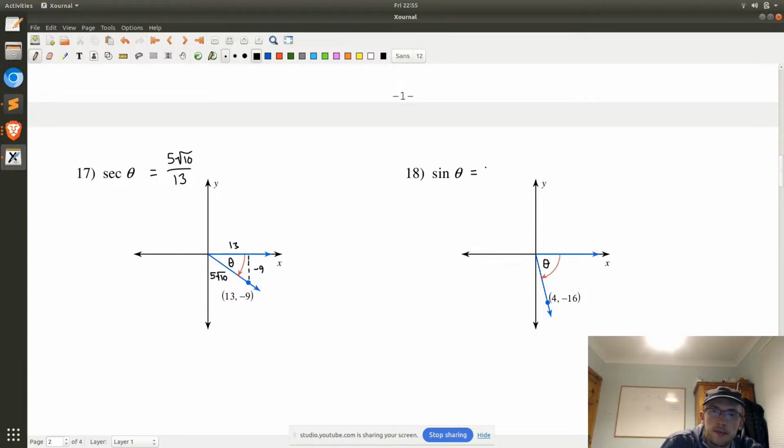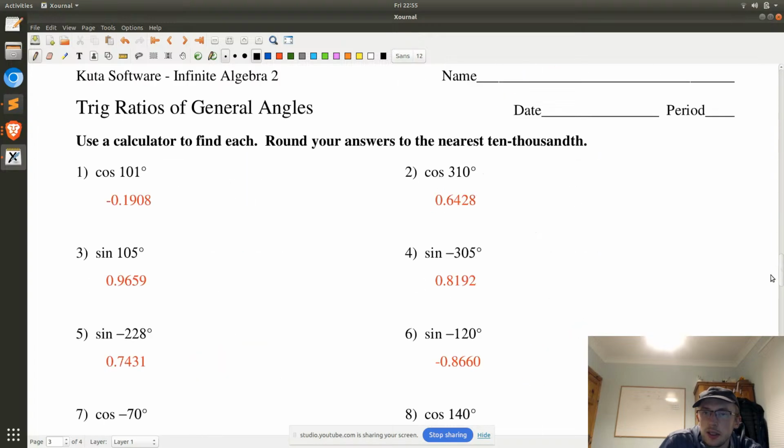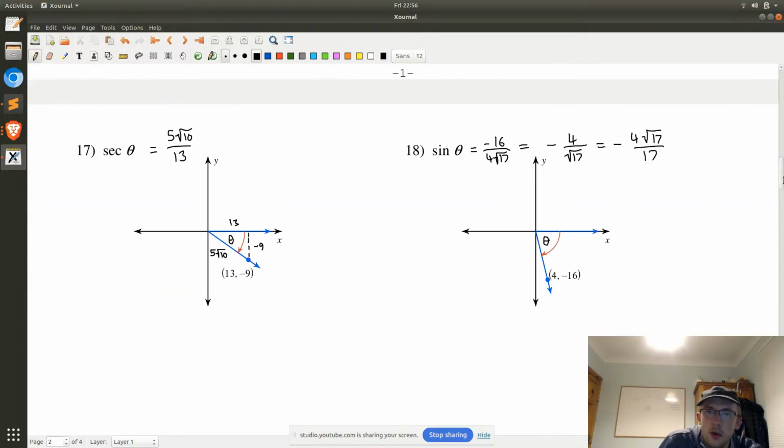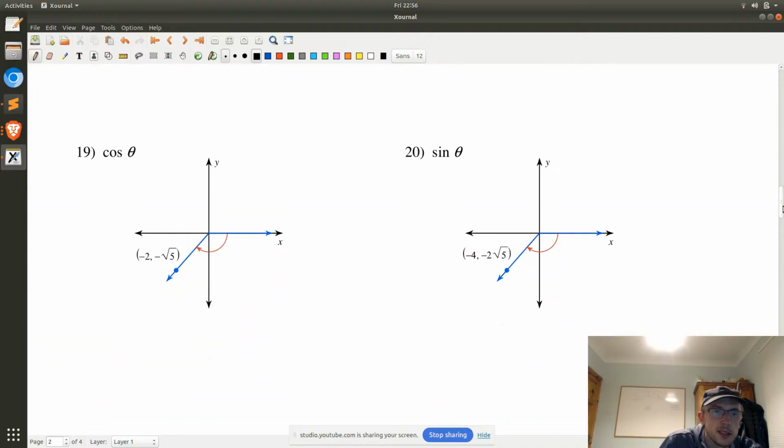So it's minus 16 over 4 root 17, which is minus 4 over root 17. And then we want to rationalize the denominator as a courtesy, why not? So the negative of 4 root 17 over 17 itself. I believe that's right. Oh, yay. Awesome. All right.